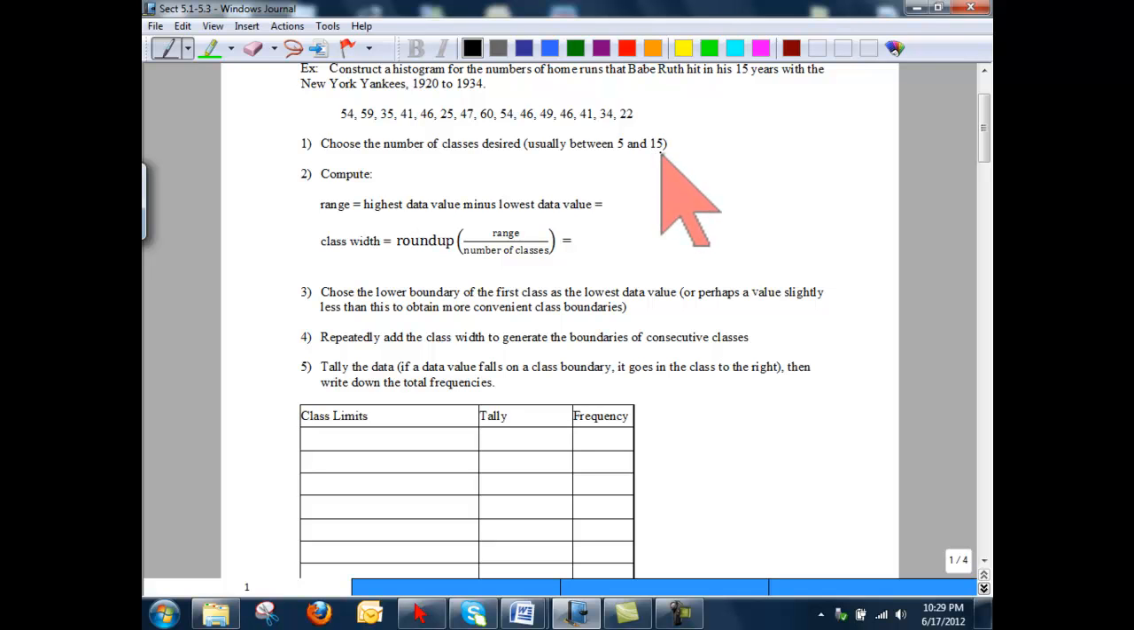You don't want too few. The data is summarized too much and you can't see enough detail. You don't want too many. The data is not summarized enough and you get overwhelmed in the detail. I'm going to more or less arbitrarily choose 10.